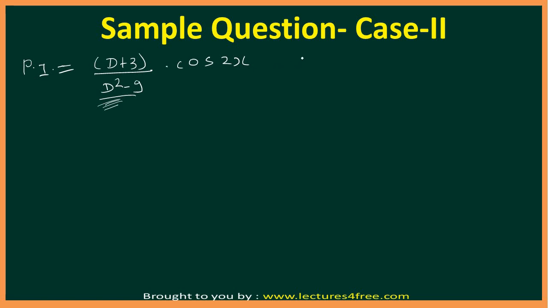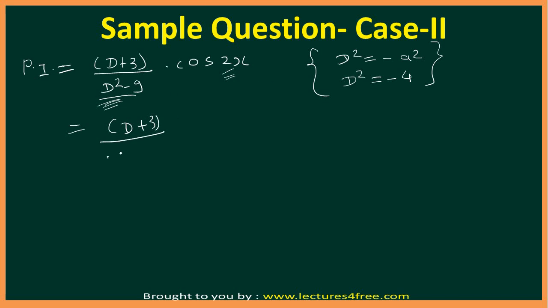As you know, you can replace d square with minus a square. What is a here? a is equal to 2, so a square equals 4 and this is minus. So let's replace d square equal to minus 4. Now you will get d plus 3 over minus 4 minus 9, and here cos 2x. So you will get minus 1 upon 13.